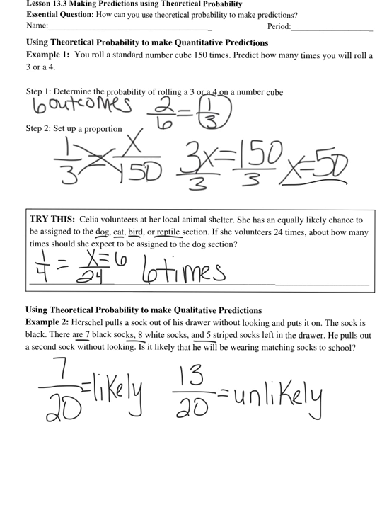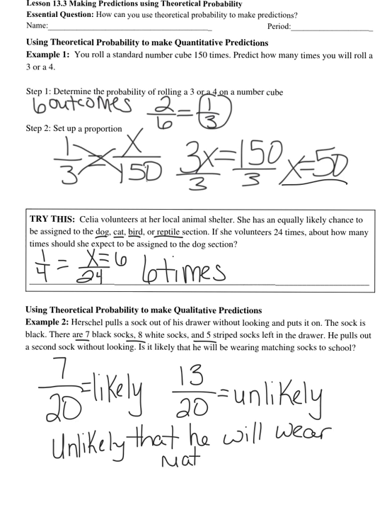And if we look here, 13 out of 20 is more likely to occur than the probability of 7 out of 20, which would be wearing black socks. So we would say that it is unlikely that he will wear matching socks. So we call this a qualitative prediction because there's not a numerical answer.